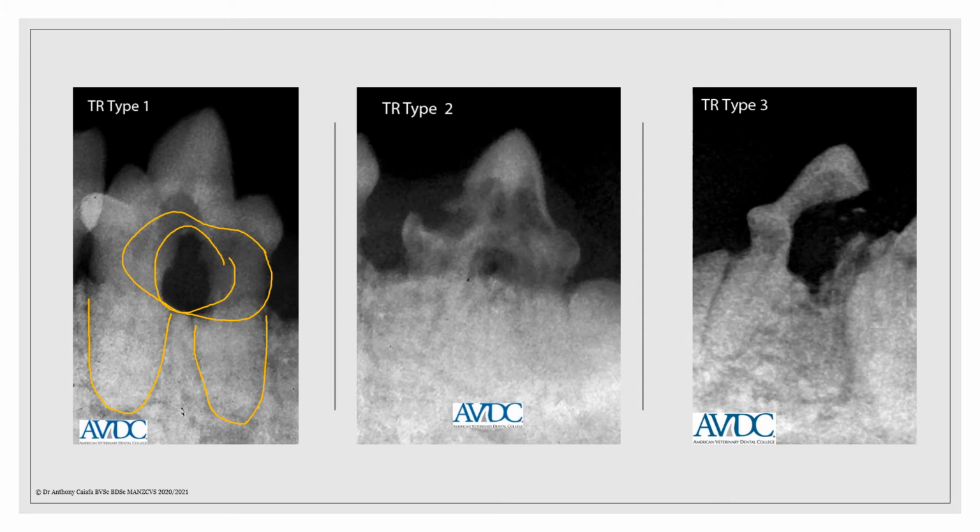If we go on to a type 2 tooth resorption, we are seeing the loss of the periodontal ligament space. So you can't really follow the periodontal ligament space around the root of the tooth. There's also a loss of the radiodensity in the root structure. So this area here is starting to look more like bone. And we've still got some tooth resorption occurring in the crown of the tooth. And these teeth end up fracturing at this level.